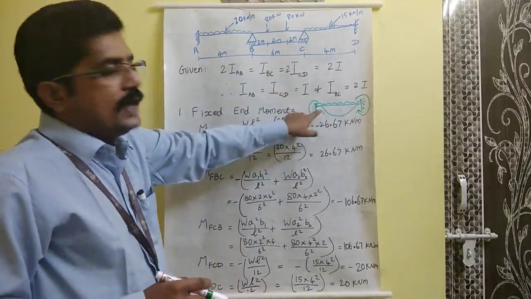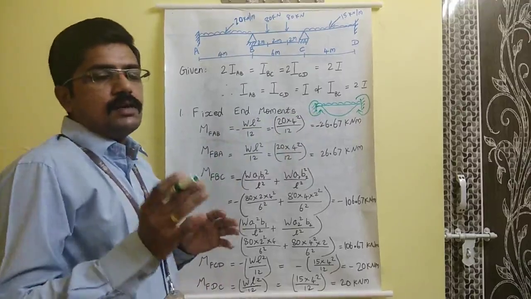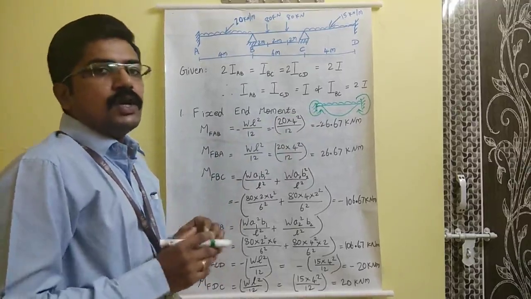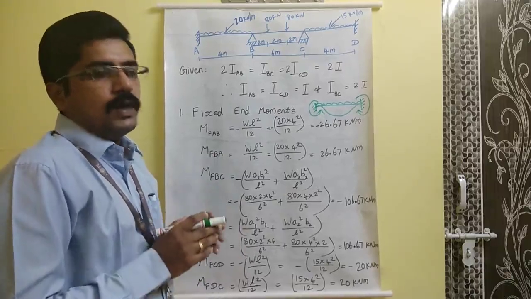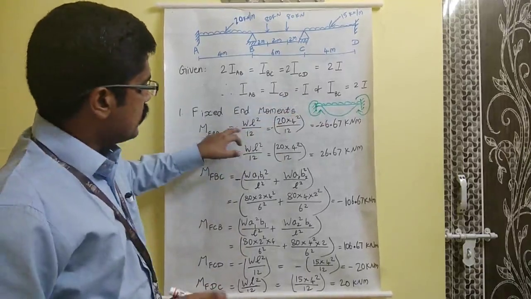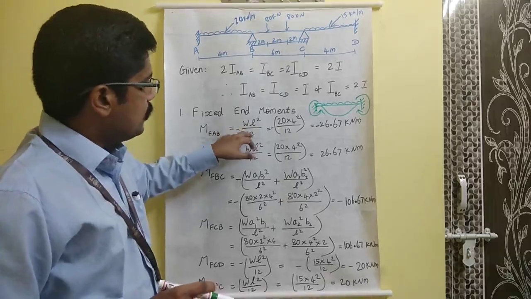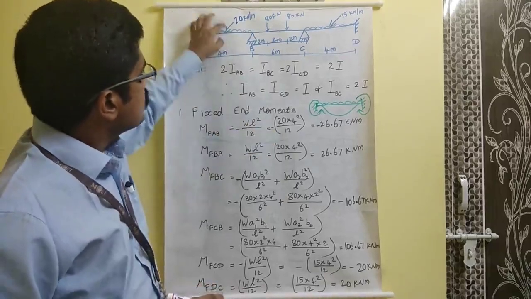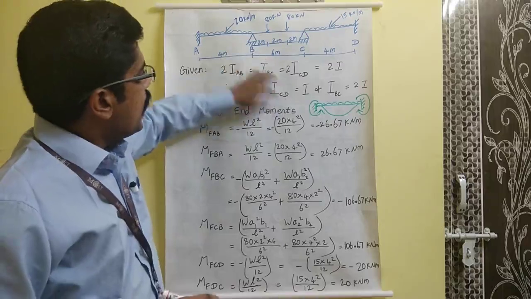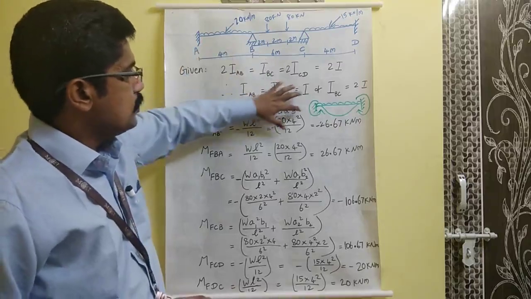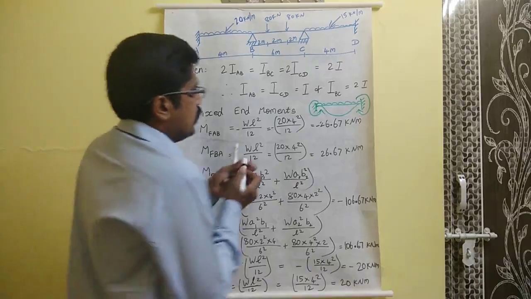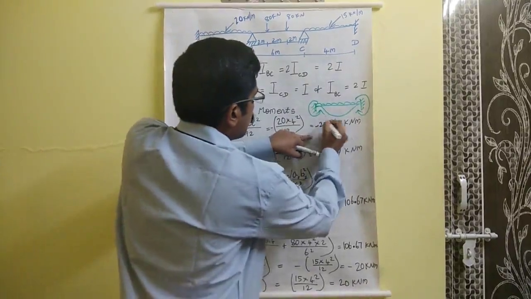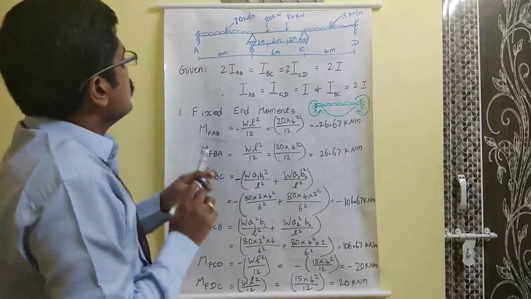Since it is in anti-clockwise direction, and we have already assumed in the sign conventions that anti-clockwise is negative and clockwise is positive, I have taken minus here. WL square by 12, you know the formula. W is 20 kilonewton per meter and L is 4 meters. Substituting, we get 26.67 kilonewton meter. That is the fixed end moment at A.